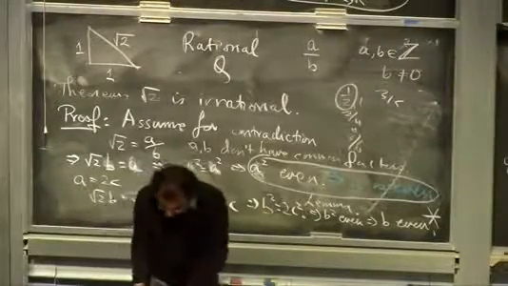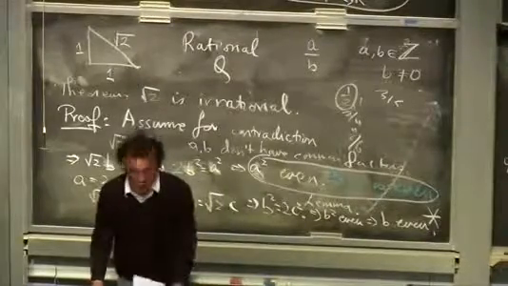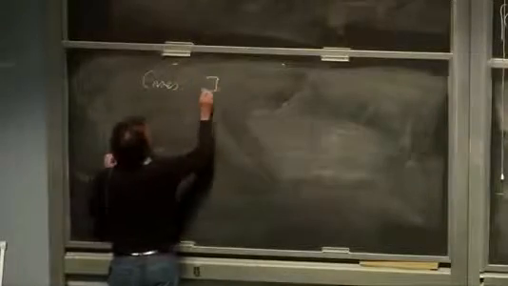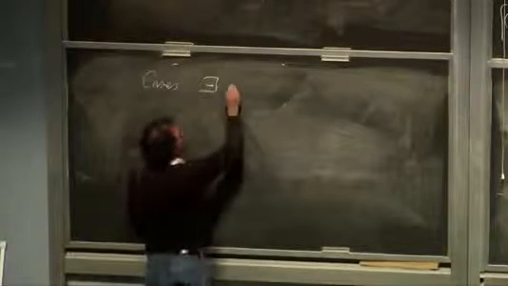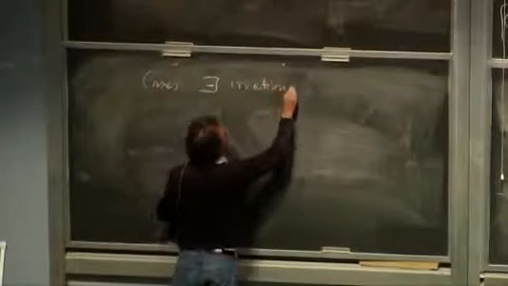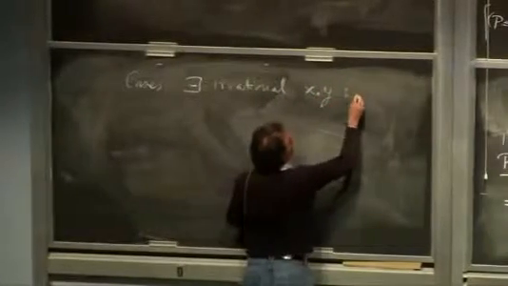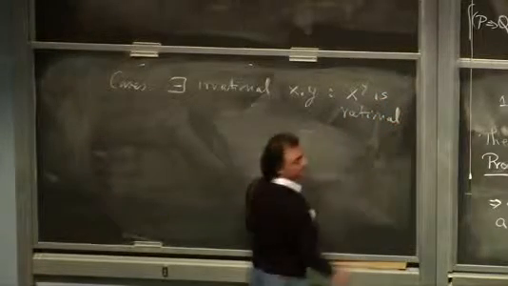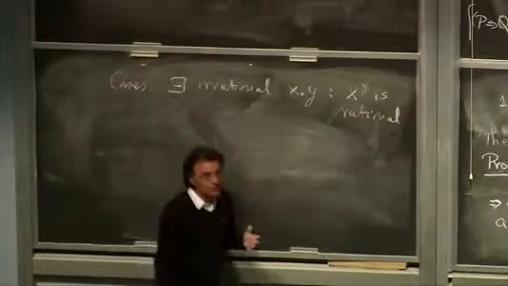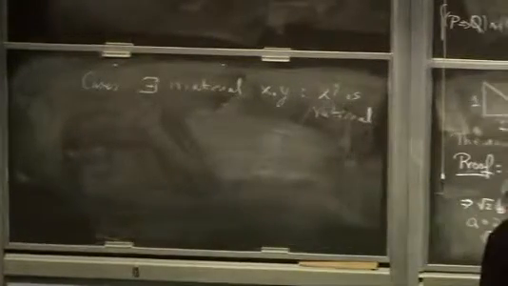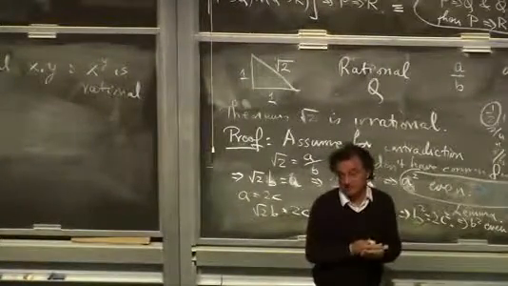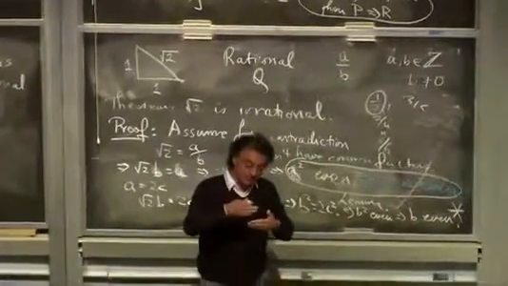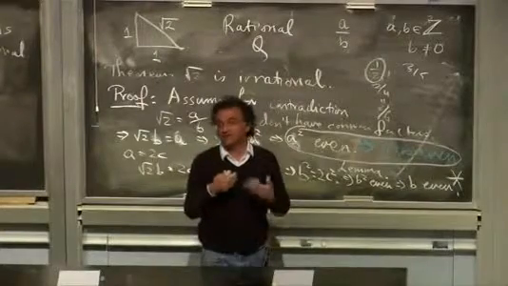Very quickly, let me do one last proof, which is by cases. There exist irrational numbers x and y such that x to the y is rational. Okay? So we say that a number is irrational if it is not rational. We want to show that there exist two irrational numbers such that when you raise one to the other power, you get a rational number.